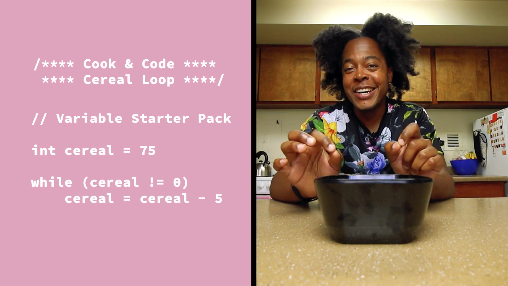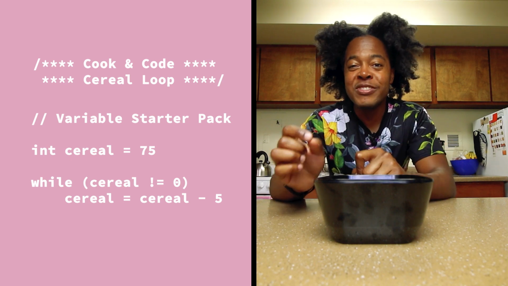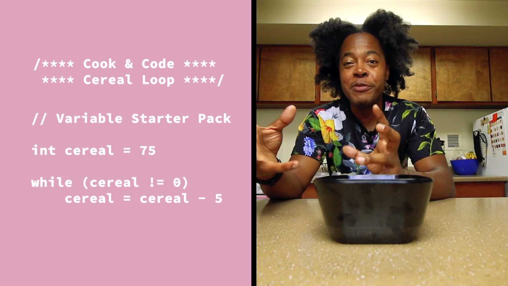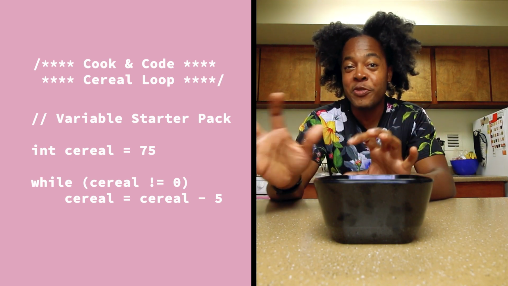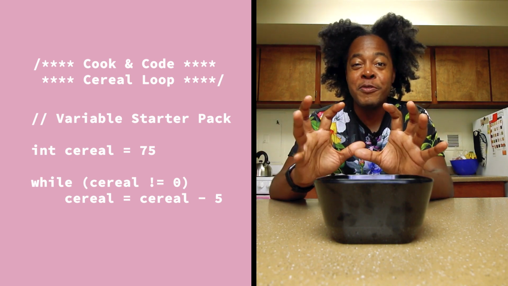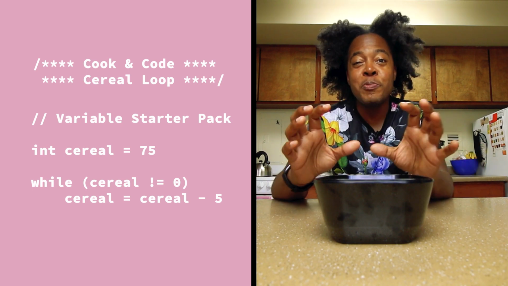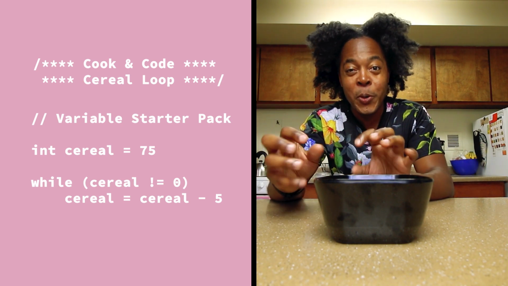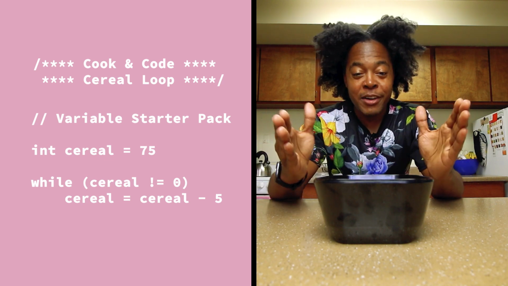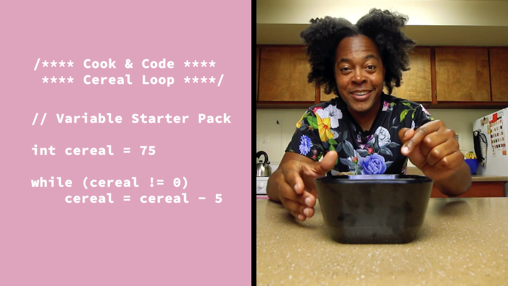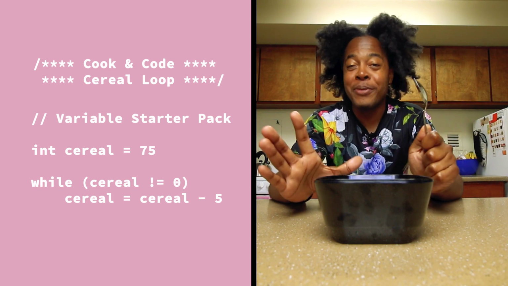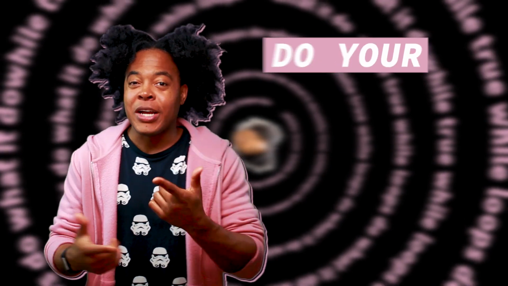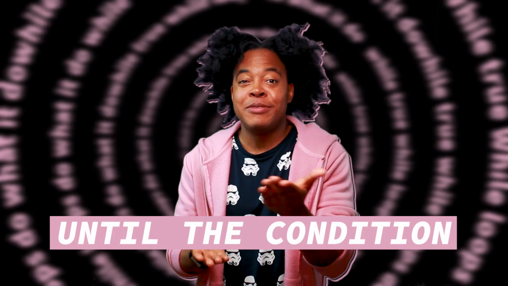Reminder, the equal sign in most programming languages is used as the assignment operator to give a value to something. So when we say cereal equals cereal minus 5, we are updating the value of cereal to be the old value of cereal minus 5. Now that we have our variable, our data, and the while loop, it's time to see how this program operates. While loops do their composition until the condition becomes false.